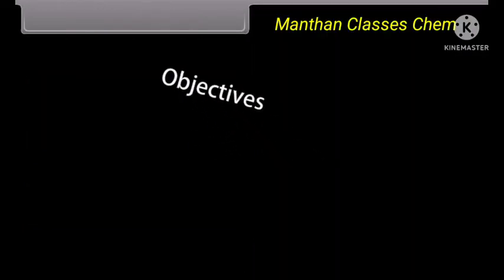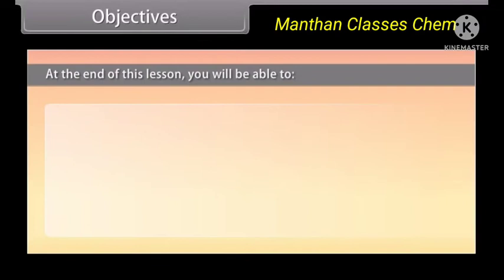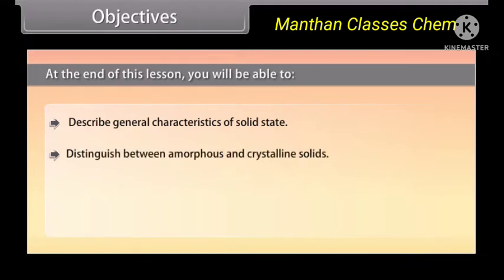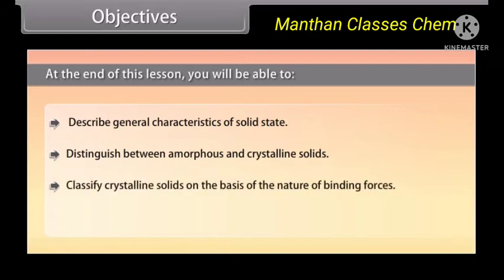Objectives. At the end of this lesson, you will be able to describe general characteristics of solid state, distinguish between amorphous and crystalline solids, classify crystalline solids on the basis of the nature of binding forces, define crystal lattice and unit cell.